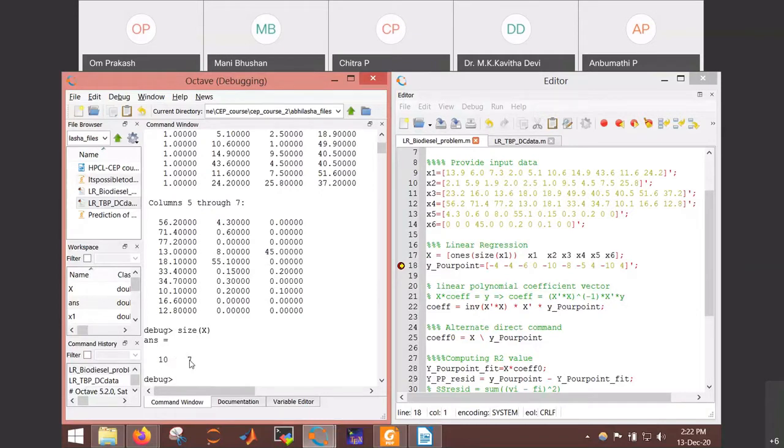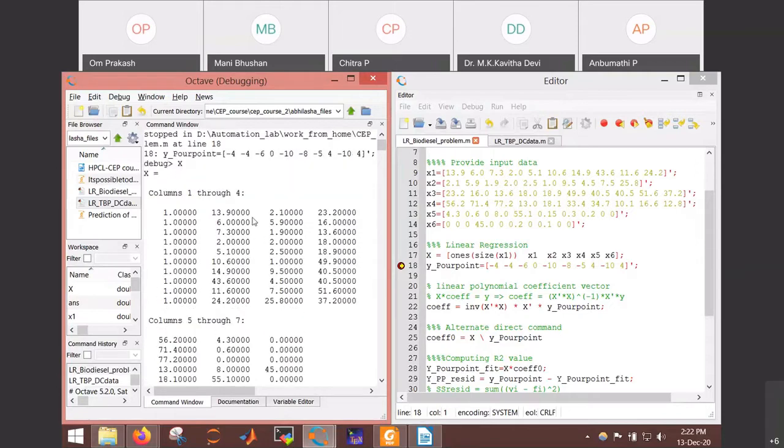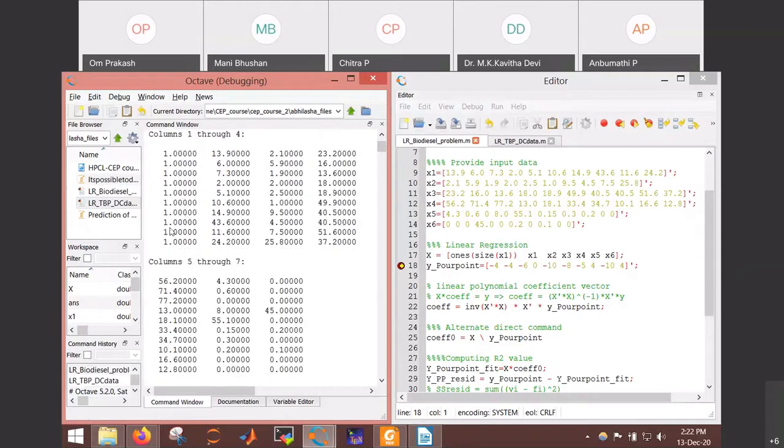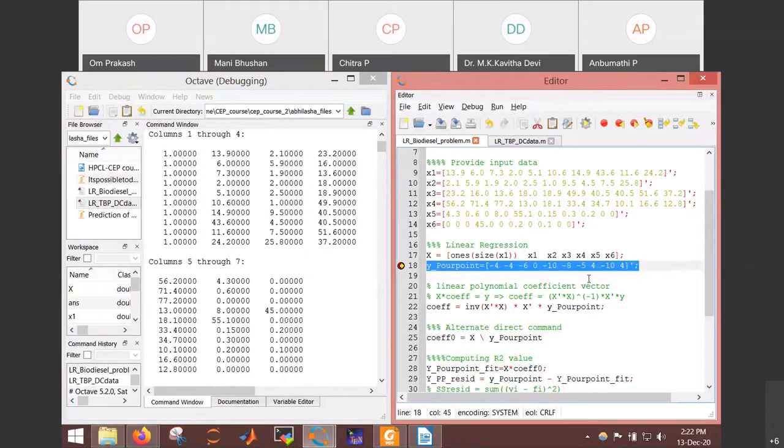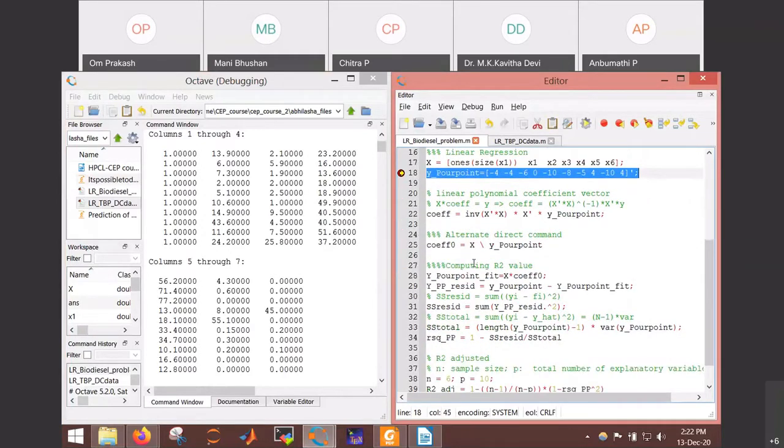The first column is the column of 1. This is my x. This is the first column, and the rest are the columns for the different fatty acids. And this is my y 4 point, which is given. Now this is the formula for the coefficients. This is the relation between x and y: x multiplied by the coefficients equals y, and we can find this coefficient using this formula.